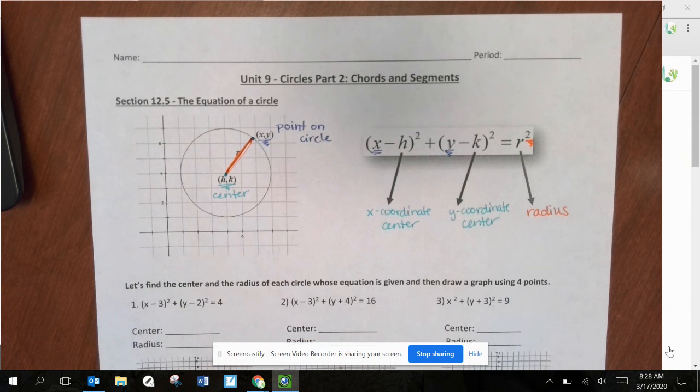In the next video, we're going to talk about how to figure out where the center is and what the radius is of your circle when you're given the equation. We'll also talk about how to graph it.